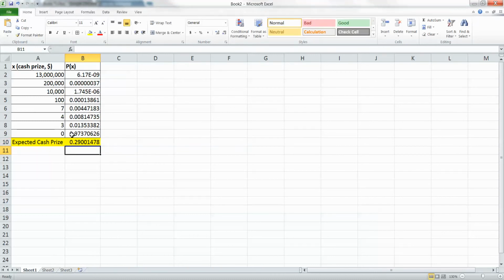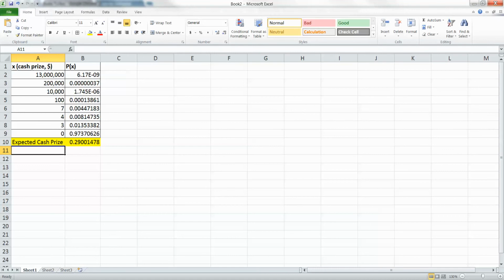So again, sum product takes the sum of cell A2 times B2, A3 times B3, A4 times B4, and so on. And you would add them all up. It sums them. And because the probabilities add to 1, you don't have to worry about the division part for the mean because it's just divided by 1. So there's your expected cash prize.